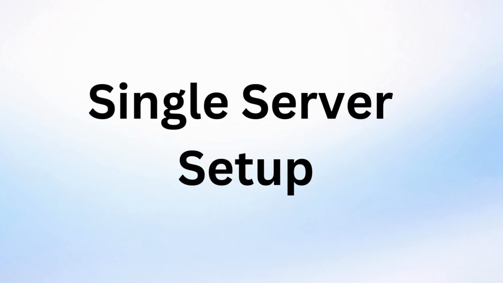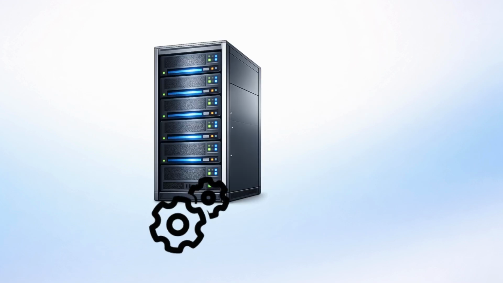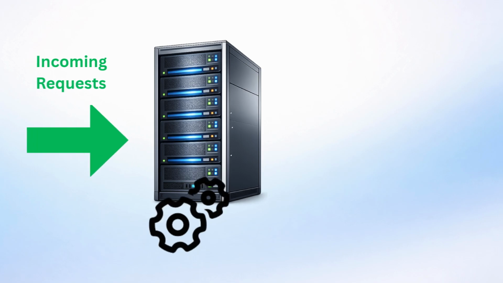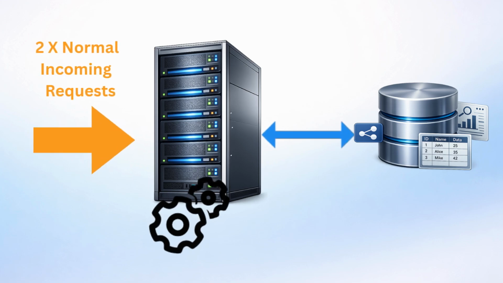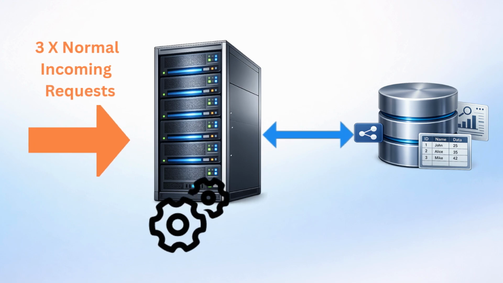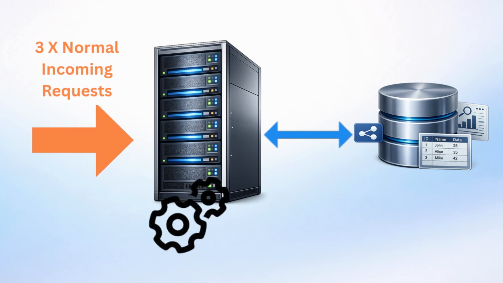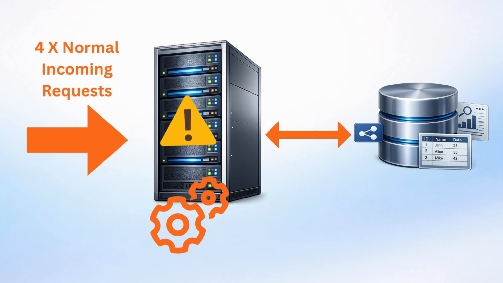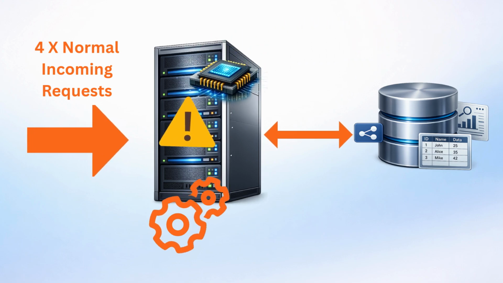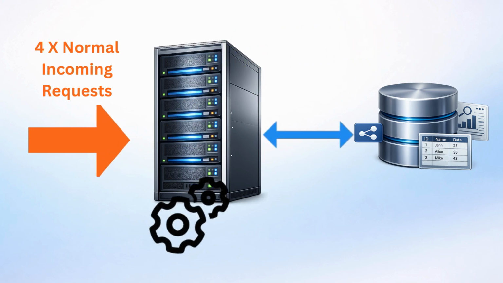Most applications begin with a single server. That server runs the application, handles incoming requests, and communicates with a database. For smaller systems, this works perfectly well. But as traffic grows, the workload increases. More users mean more concurrent requests. Eventually, the server reaches its limits. CPU becomes saturated. Memory usage increases. Network bandwidth becomes a bottleneck. At that point, upgrading the machine only helps temporarily. Sooner or later, the system needs a different strategy.